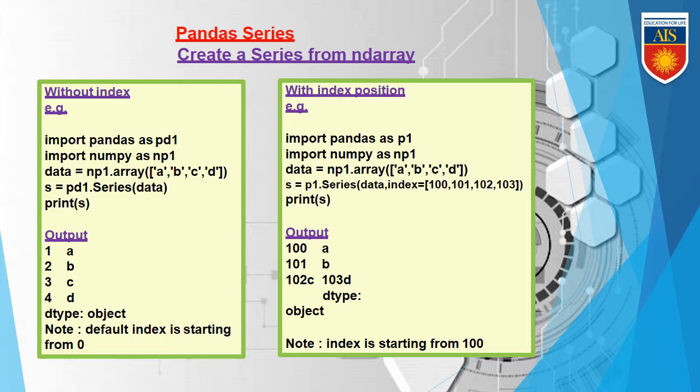On the right hand side we have the second option, with index. Import pandas as p1, import numpy as np1, data equal np1.array, s equal p1.Series(data, index). Then we can mention the index as per our requirement. We came to know that the default index starts from 0, but we can mention our own required index also, like we have done over here, 100, 101, 102. Then we'll get the output. So the index will be followed by the data type.